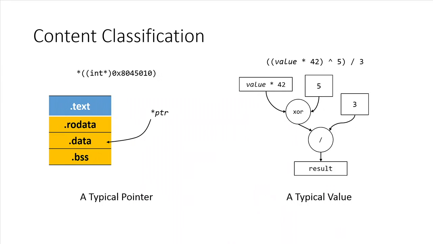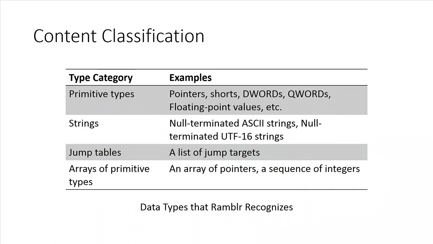Ramblr performs content classification to understand data types and pointers in a binary. The basic idea is that in binaries, different types of data are used differently. For example, here is how a typical pointer is used. A typical pointer usually falls into an existing memory section, as I said before, or it can be close to an existing memory section due to constant folding. And at some point, it should be dereferenced. Unlike a pointer, a typical value might involve multiple arithmetic operations that you'll never see, or rarely see, being applied on pointers.